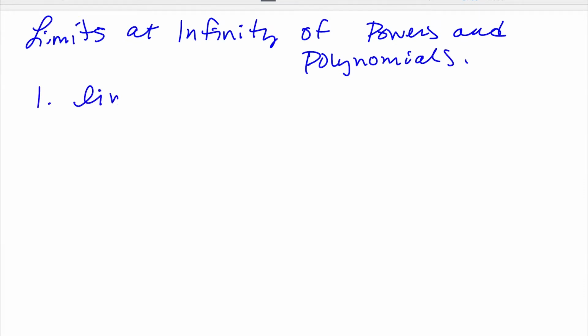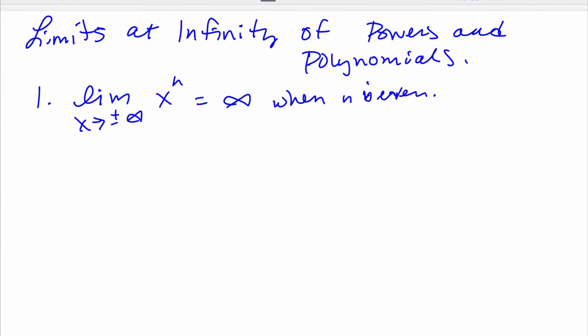So our first one, if I take the limit as x approaches positive or negative infinity of x to the n, that's going to be infinity when n is even. Because think about it. If you have an even exponent, it doesn't matter what's happening there, right? It's always positive. All right?